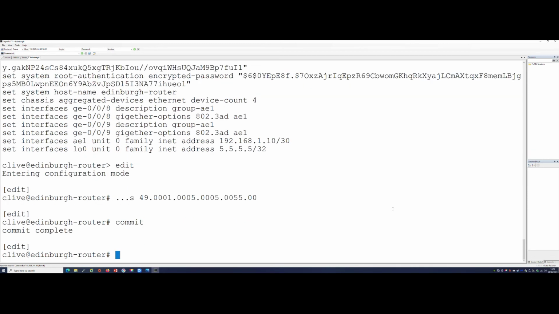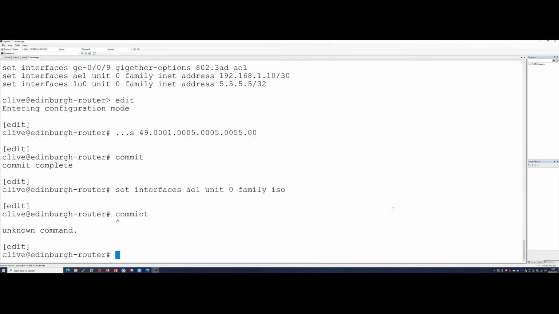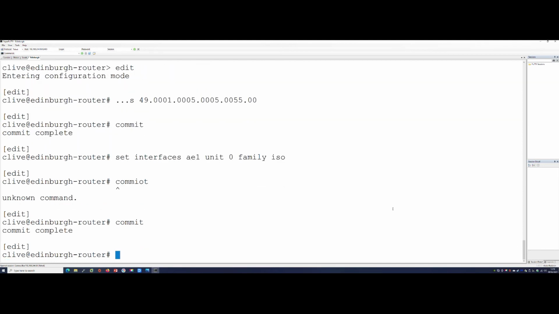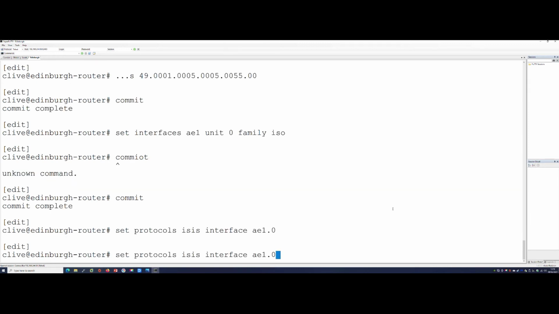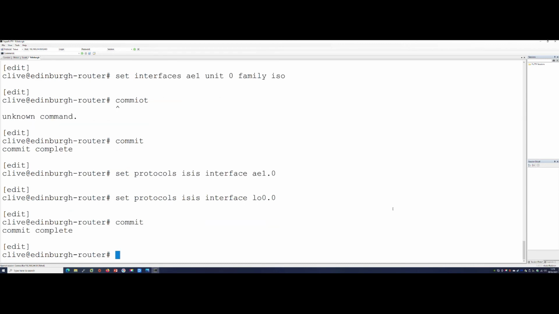So again, we now need to include our interfaces into the family iso. So let's do a set interfaces ae1 unit 0 family iso. And we can commit that. Okay, let's also set our protocols isis interface ae1.0 and lo0.0. Okay, so let's commit that. And remember, it will take a couple of seconds.